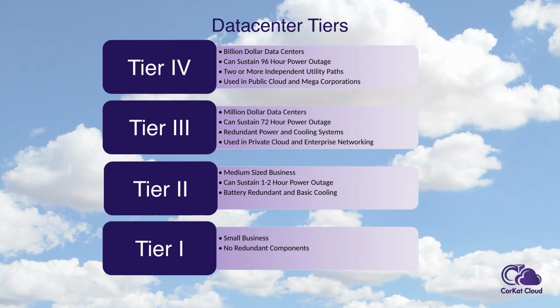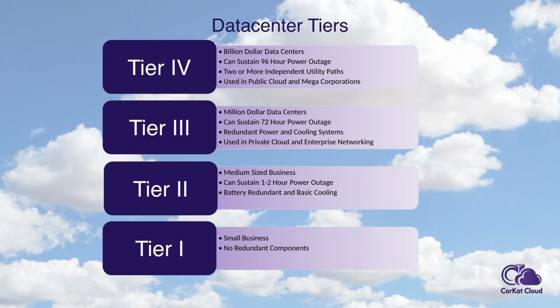Next, we have tier 3 data centers. This is where CorKat lies. We are a $1 million data center, and we can sustain several days of power outage. In fact, with our diesel generators, we can stay up indefinitely during a power outage. We have redundant power and cooling systems. And yeah, these are used in private cloud like CorKat and other enterprise networks.